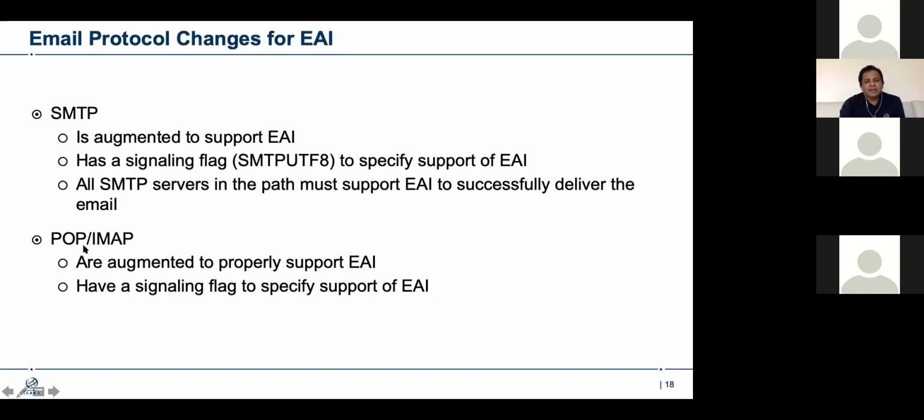Okay, now when it comes to the mail delivery agents, we use POP and IMAP protocols. And again, just like in SMTP, we should also have a provisioning for POP and IMAP to understand UTF-8. So again, there is a flag there in the configuration as well. So this should also support EAI. Okay, so these are key considerations in terms of protocols.